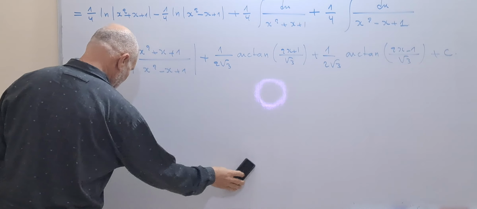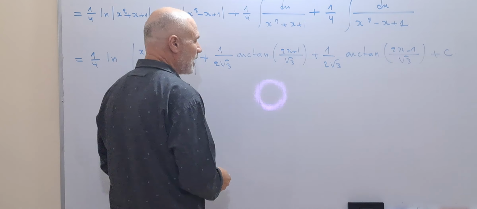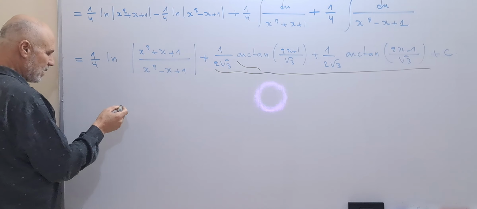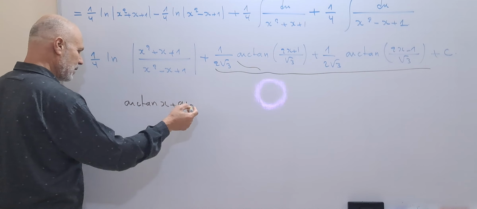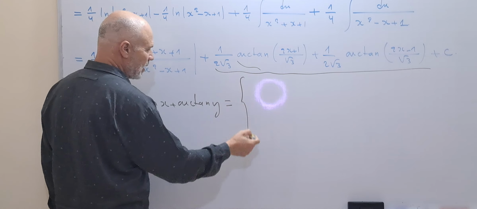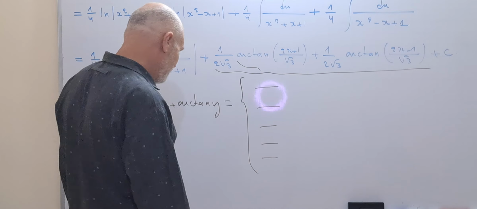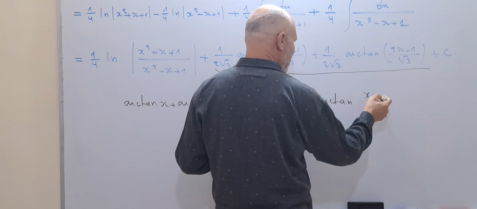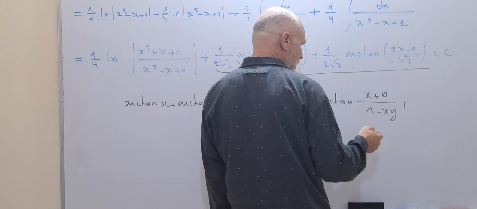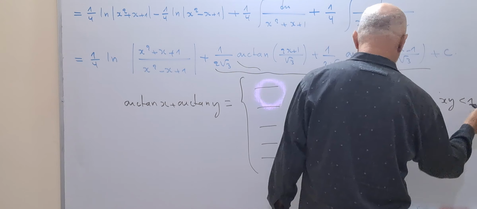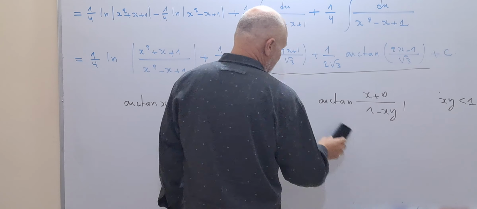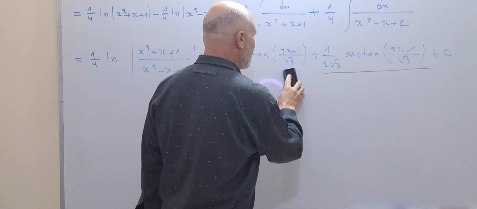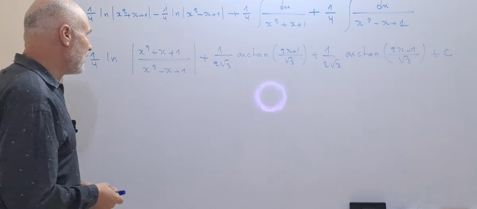I told you that we are at the last part. Here we can use a formula that gives us arc tangent x plus arc tangent y, and we have many cases. One of the cases is that it's equal to arc tangent of x plus y over 1 minus xy, if xy is less than 1, and we have others. Since the integral is an indefinite one, we cannot judge if we are supposed to use this formula or not. Anyway, this can be considered a final and good result.